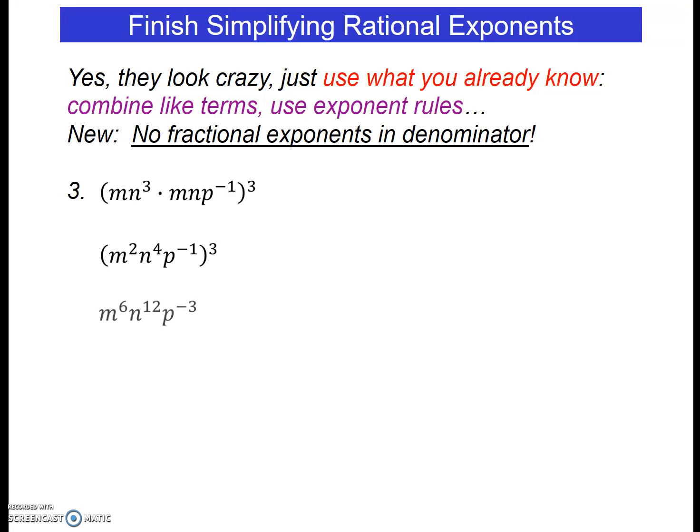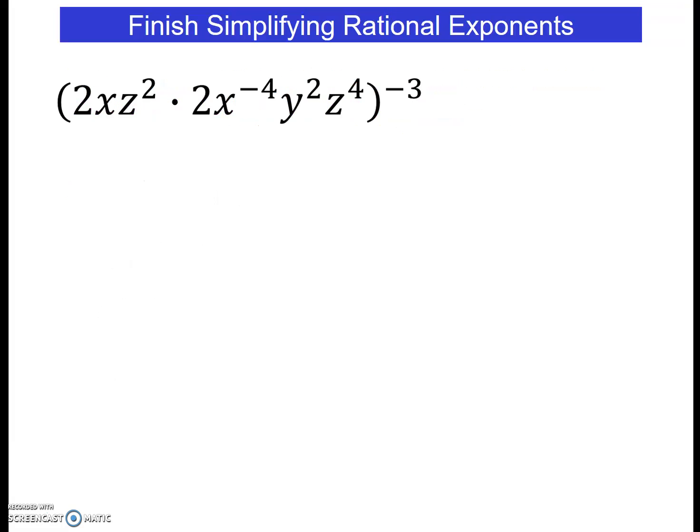And so we distribute through, and we get m to the 6th, n to the 12th, and then p to the negative 3. And then anytime we have ourselves a negative exponent, we've got to move it to the opposite side. So in this case, it's going to move down in the fraction into the denominator. And that's all.